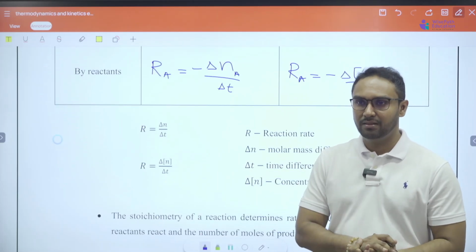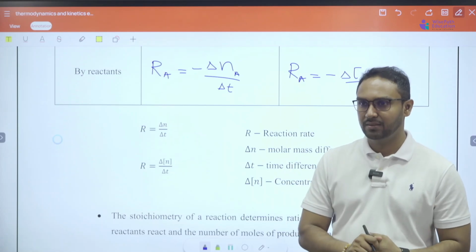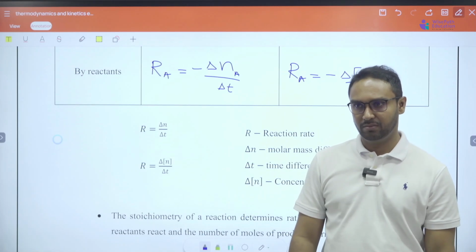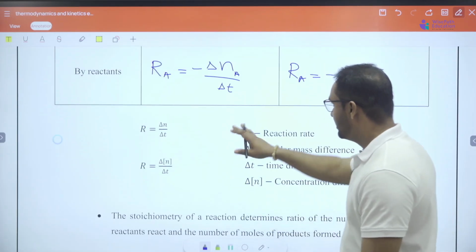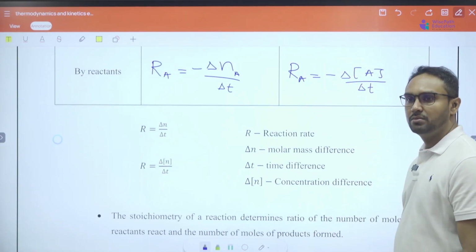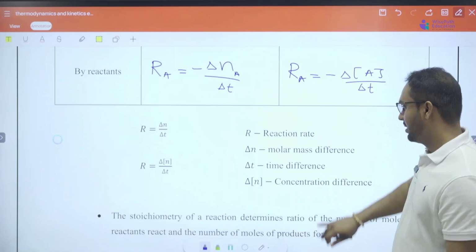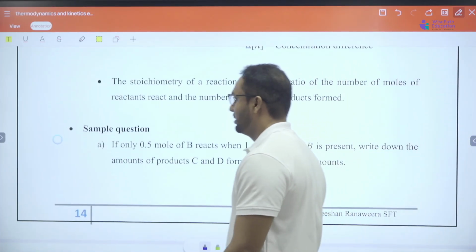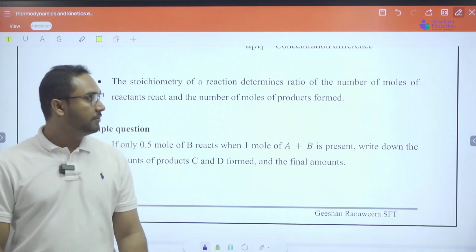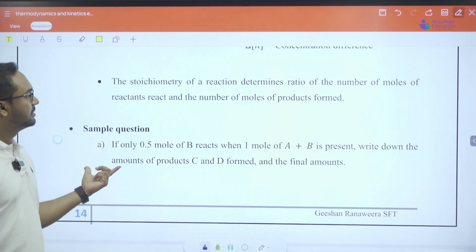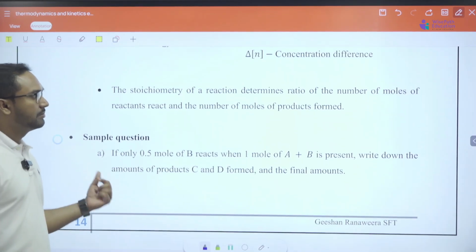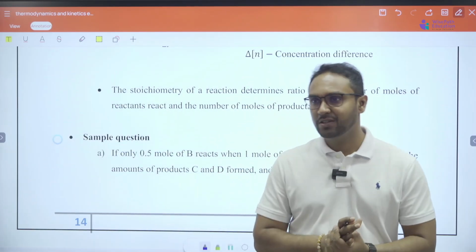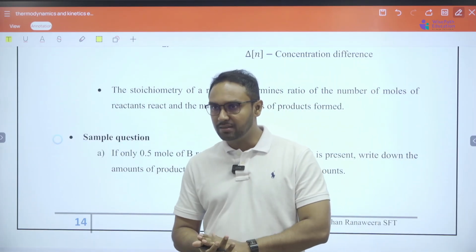Just a symbol, yeah. So the square bracket means the concentration, that's all you have to know. These are the basic formulas you have to remember, those two. The stoichiometry of a reaction determines the ratio of the number of moles of reactants that react and the number of moles of products formed. This you already know.